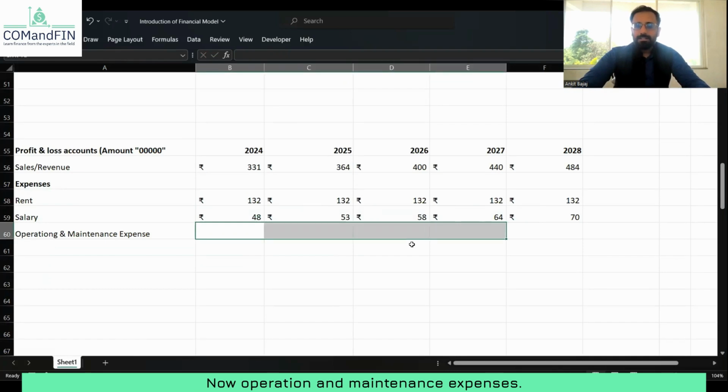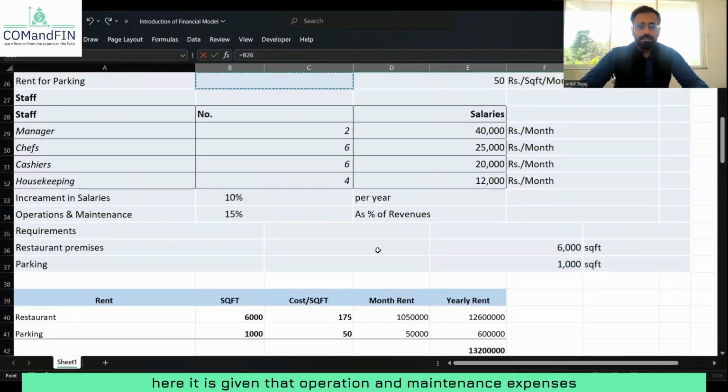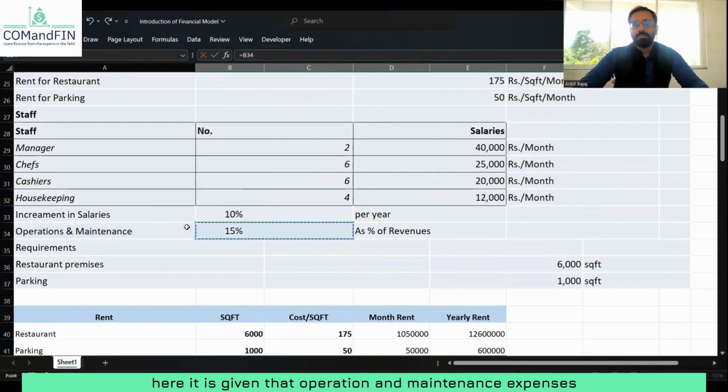Now, operation and maintenance expenses. So here in the example or case study, if you see, it is given that operation and maintenance expense is going to be 15% of revenue. It is going to be 15% of sales.